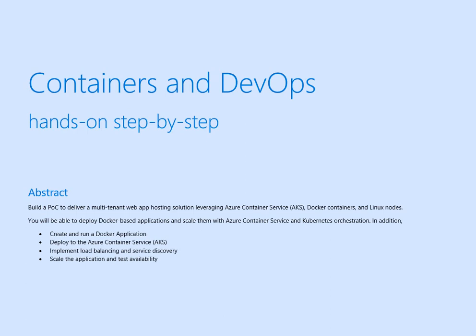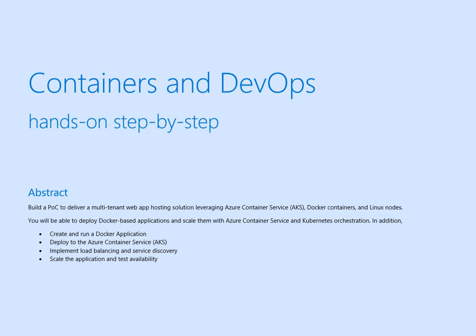This is basically in reference to containers and DevOps. This time will be hands-on, and we spoke earlier about containers, what they are, design, architecture, requirement. Now we will be building, and the abstract and objective will be a POC delivering multi-tenant using AKS, Docker container, and Linux node. You will be able to deploy Docker-based application and scale them up with Azure Container Service and Kubernetes orchestration. In addition, creating and run Docker application, deploy AKS, implement load balancer discovery, scale your application.